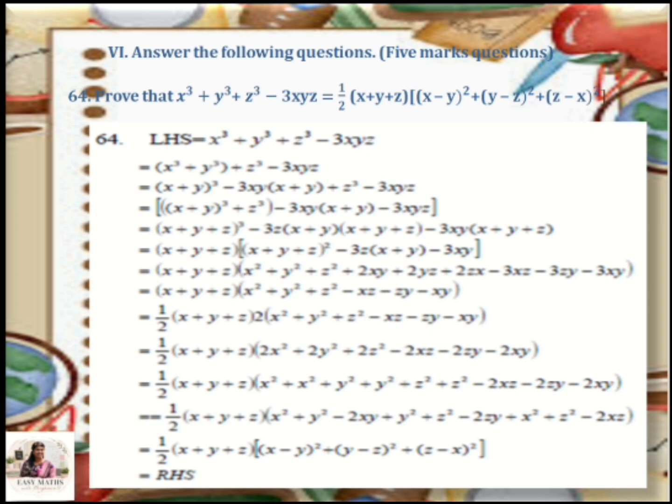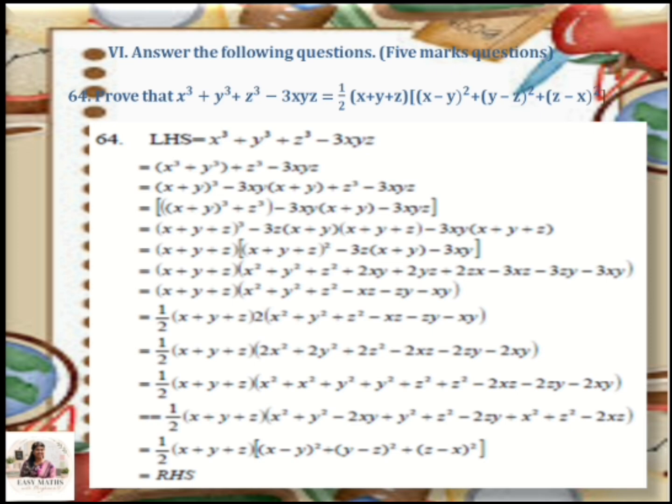Now again in the next step I can do the grouping. So here we have 2 terms, x plus y cube. So I can make it a group. So x plus y whole cube plus z cube minus 3xy into x plus y minus 3xyz. So x plus y plus z whole cube minus 3z into x plus y into x plus y plus z minus 3xy into x plus y plus z.